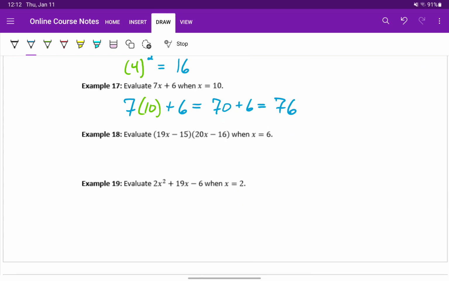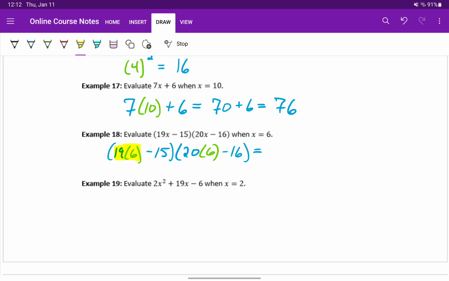In example 18, we have the expression that we want to evaluate when x is equal to 6. So this will become 19 times 6 minus 15. Close that set of parentheses, open up the next set of parentheses, 20 times 6 again, minus 16. And then we'll use order of operations to simplify.